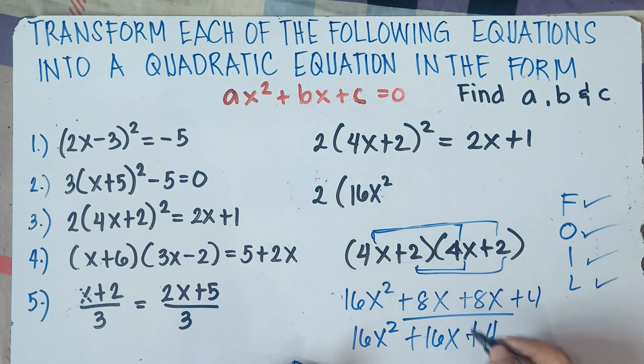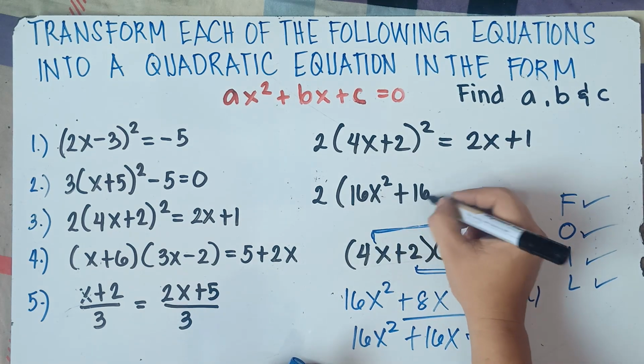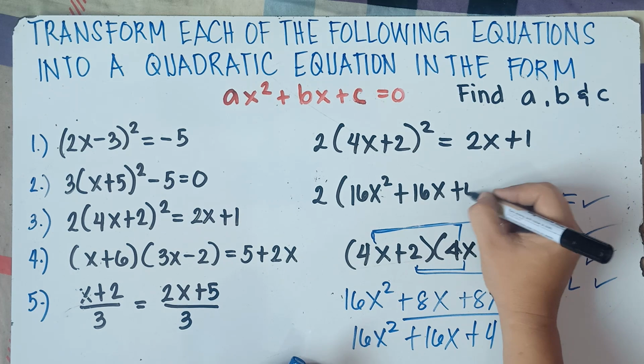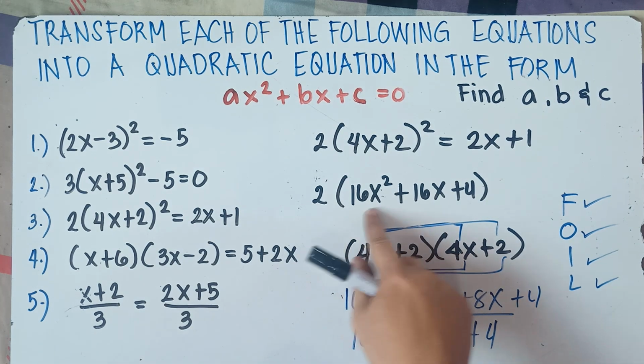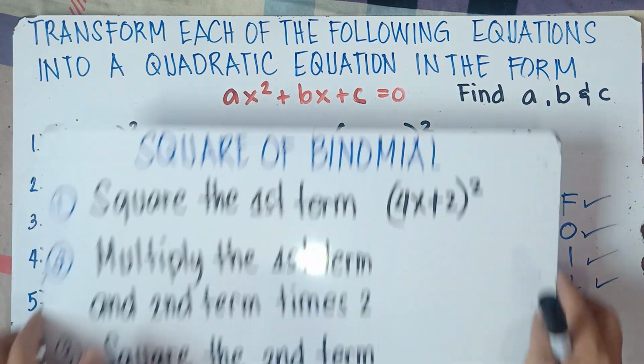But for me, class, it's better to use the square of binomial. Alright, so let's apply the square of binomial for you to master, class, the two solutions. It's up to you, class, which do you prefer. So 4x plus 2, then squared. Alright, so our answer, class, is 16x squared plus 16x plus 4.